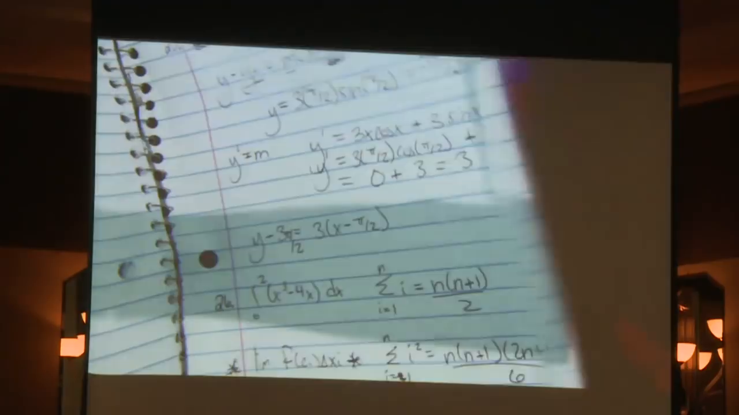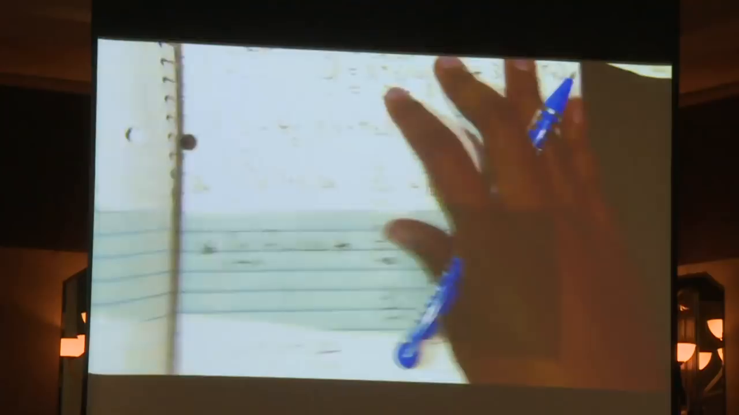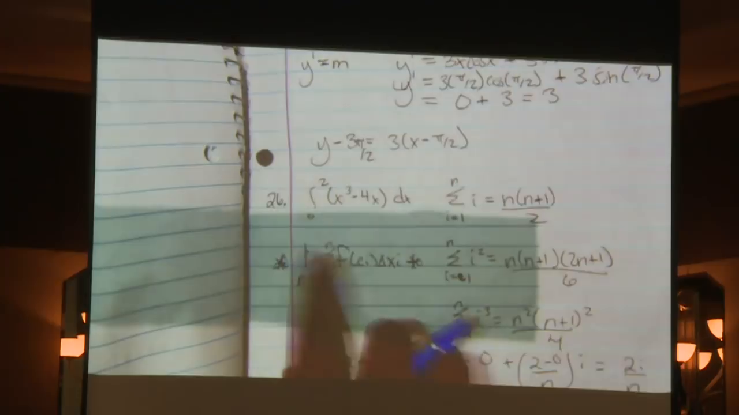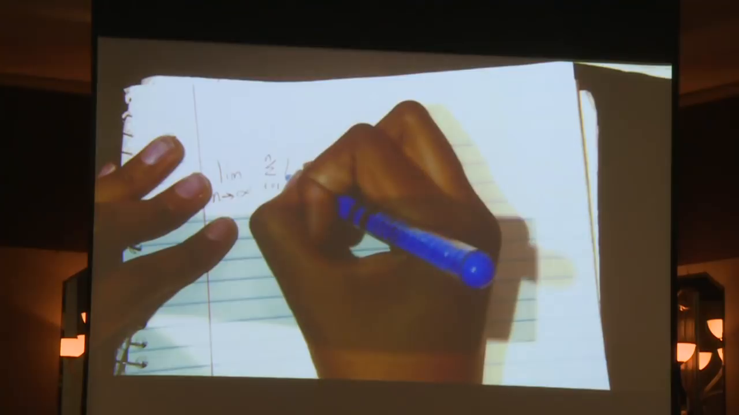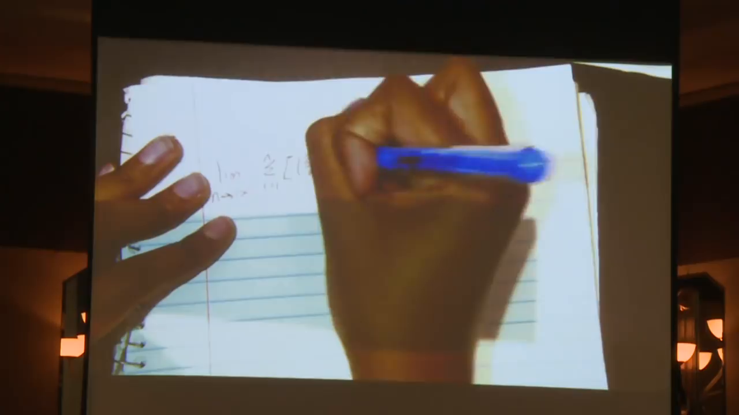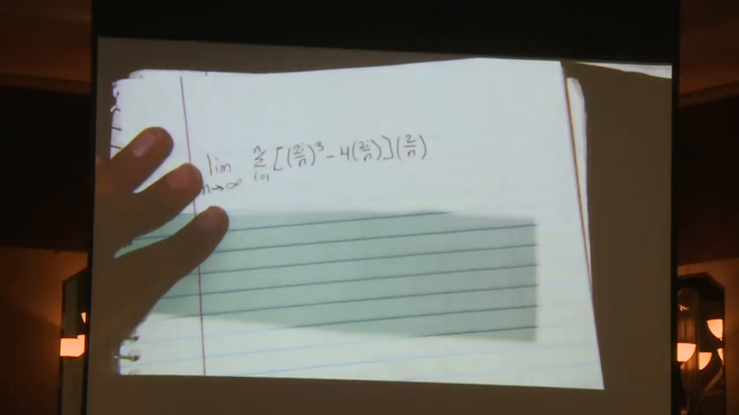So, limit as n approaches infinity of, real quick, I made a mistake and I didn't include this, so make sure to include that summation in there. But I'm going to rewrite it here soon. So my f of c, just plugging in 2i over n everywhere my x is, cubed, minus 4 times 2i over n, multiplied by my delta x i, which is going to be 2 over n. So now I need to solve for that and factor and all that great stuff.